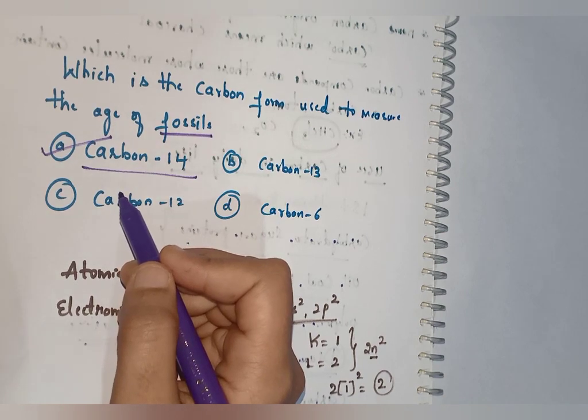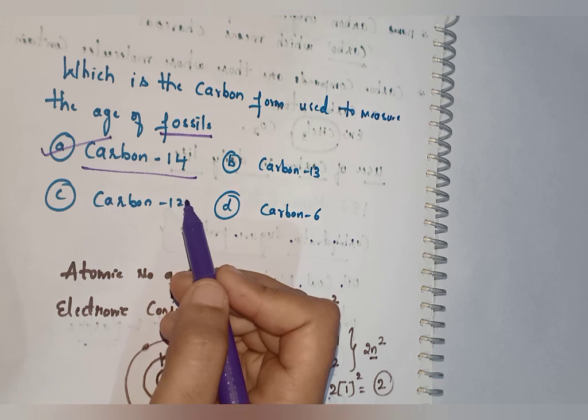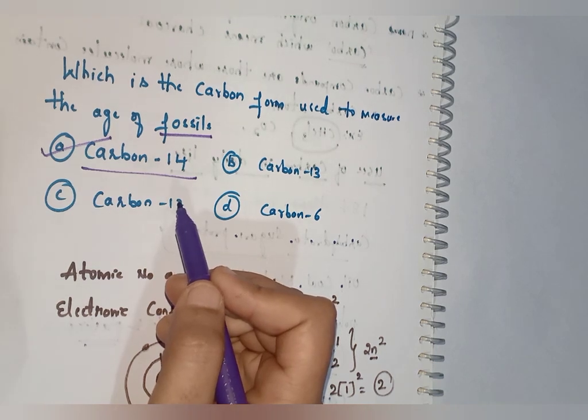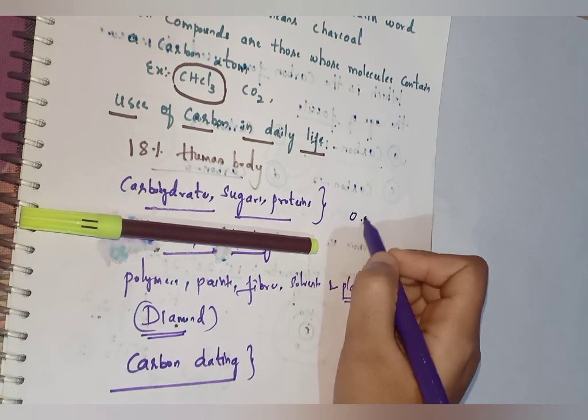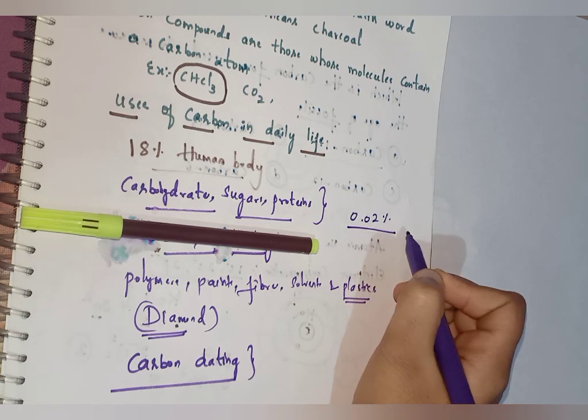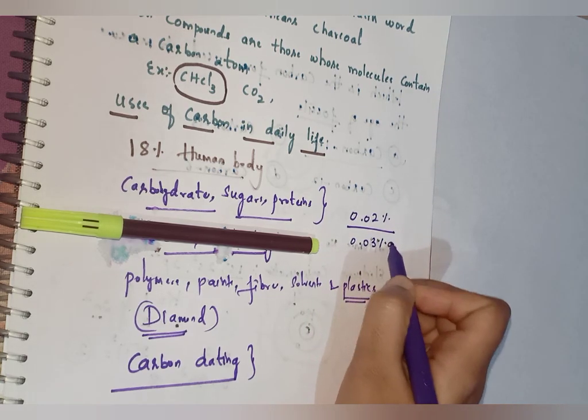Carbon-14 is a rare form used to measure the age of fossils, bones and other things. And this is very important. Also remember that the earth's crust has only 0.02% of carbon and the atmosphere has 0.03% of carbon dioxide.